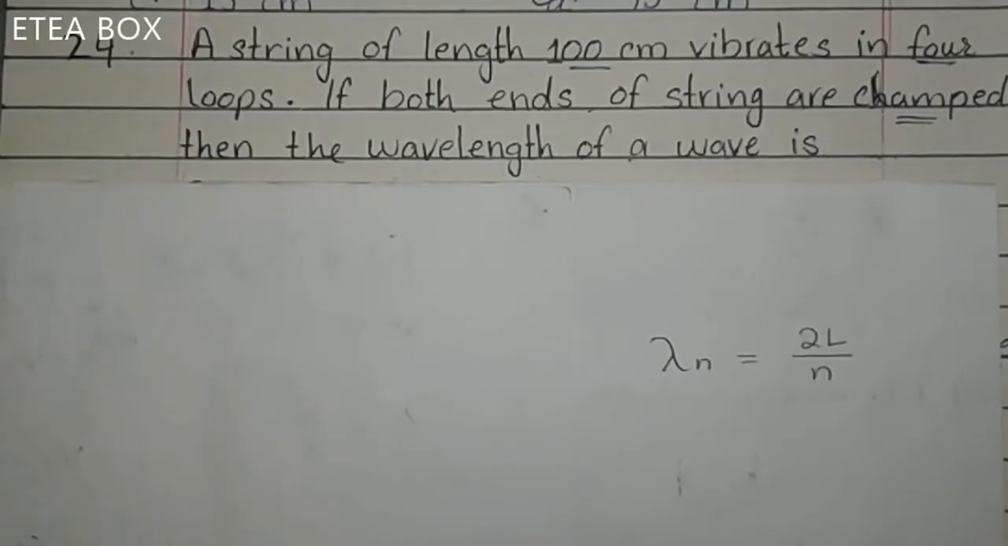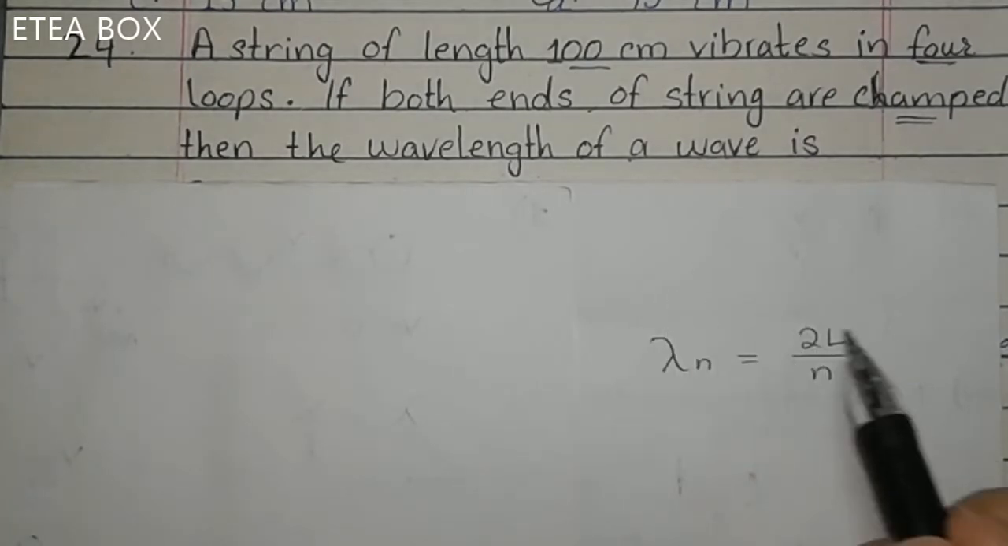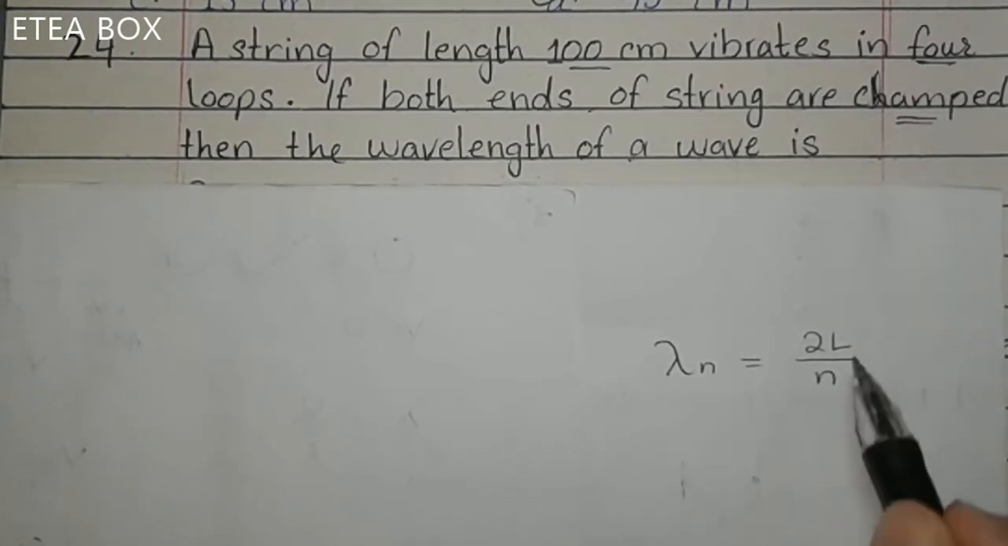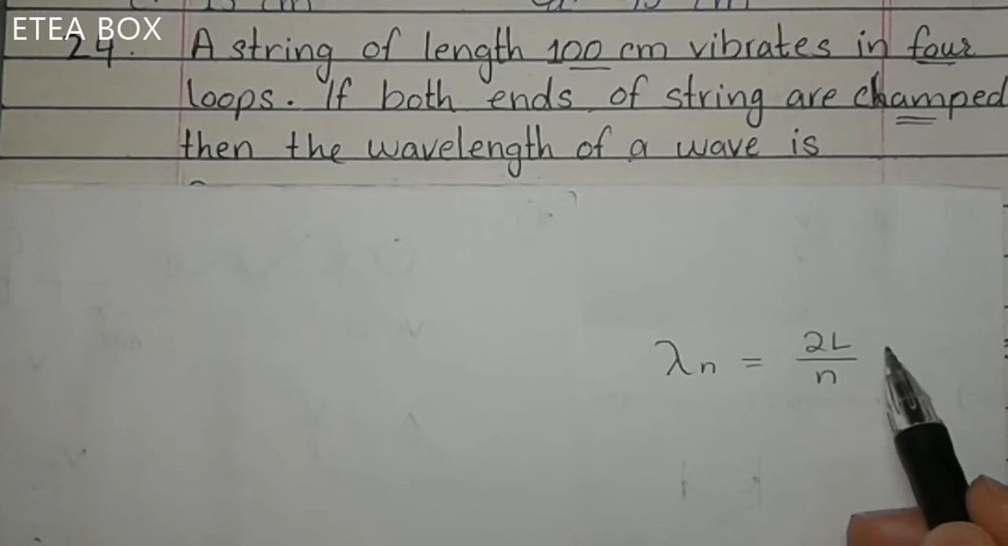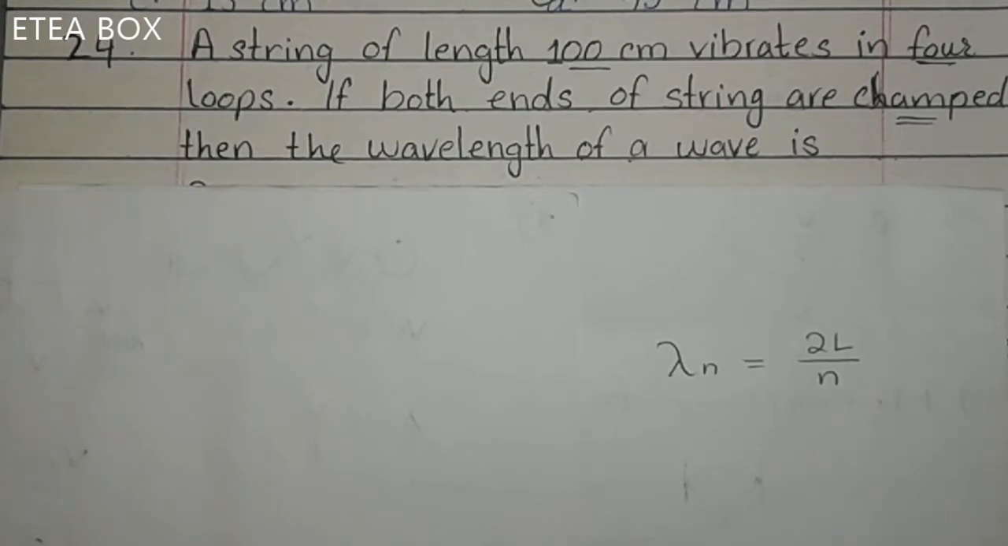Okay, look here, it's the shortcut formula for finding wavelengths of waves. 2 multiplied by length, which is 100 cm, and n here means that loops are 4. So 2 multiplied by 100 is equal to 200, and when we divide 200 by 4, you will get 50. Okay, the lambda will be 50.